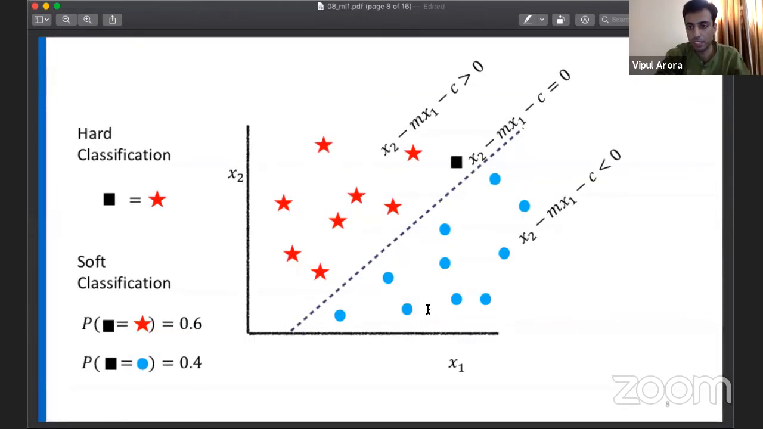Okay, so Diksha is asking one question. What's deciding the probability value here, or is it just an example? The answer is yeah, it's just an example. I have just picked a number. It's an example.